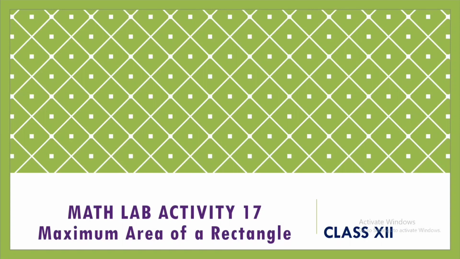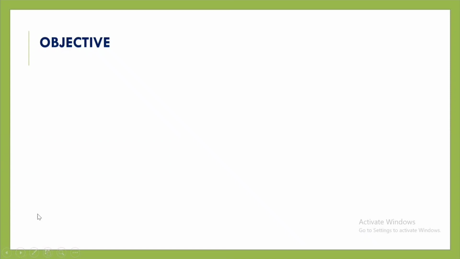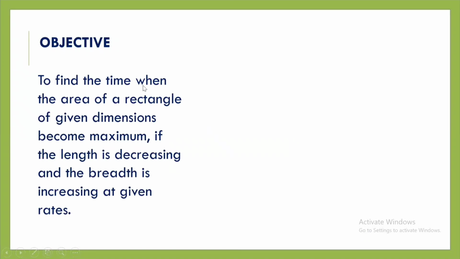Hello everyone. Let me demonstrate the 17th activity in the lab manual of class 12th. It is the maximum area of the rectangle. The objective of the activity is to find the time when the area of a rectangle of given dimensions becomes maximum if the length is decreasing and the breadth is increasing at a given rate.